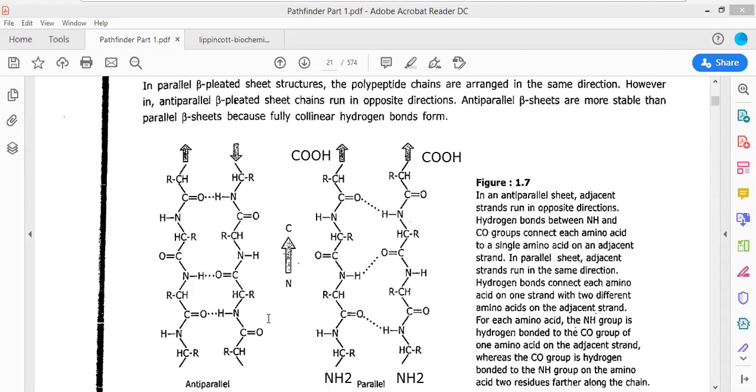Now you tell me which of these will be stable. The anti-parallel beta pleated sheet structure is much more stable. Why is this much more stable? It is much more stable because it has bonding present between the two. Full collinear hydrogen bonding is going to take place.